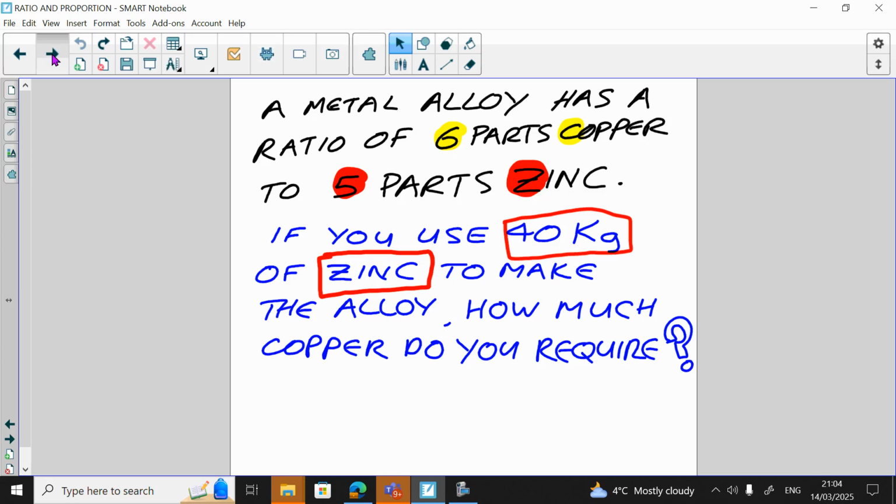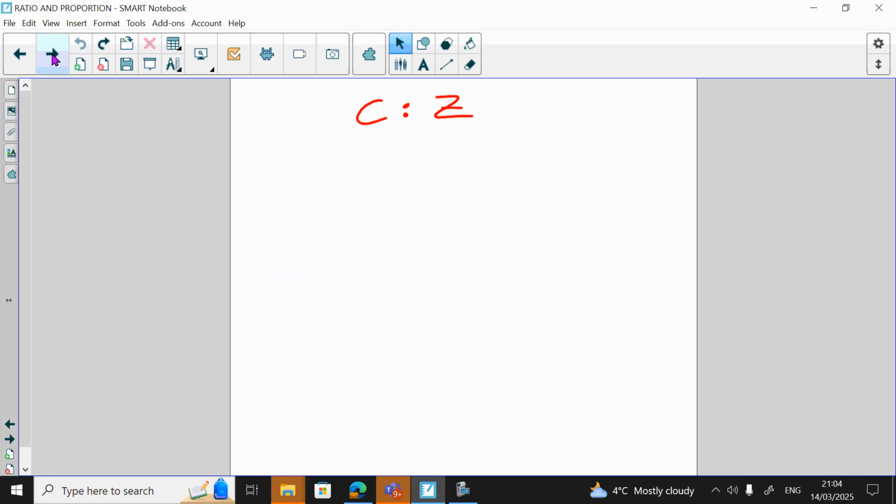So let's set it up. Copper to zinc. So I'm using C to Z. Ratio information, 6 to 5. And they've given us either copper or zinc in terms of weight or mass, whatever you want to call it. We get 40.